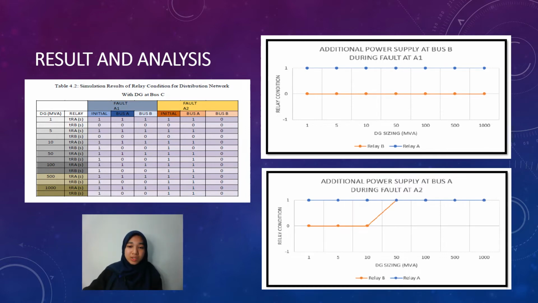And for relay B, it only does not trip for 1 MVA, 5 MVA, and 10 MVA. For the others, starting from 50 MVA until 1000 MVA, it is really still experiencing false tripping.